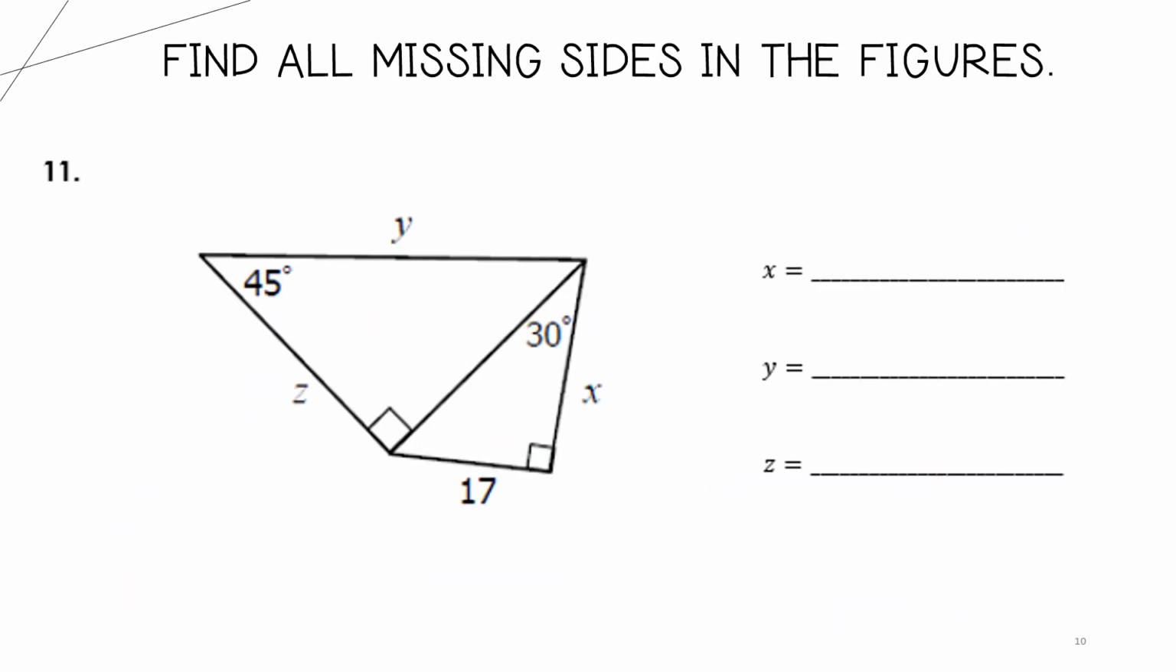All right, now we're going to look at some joined special right triangles where we're going to be finding multiple sides. So in 11, we have a 30, 60, 90, and then we also have a 45, 45, 90. So the only side they give us is 17, and 17 is the shorter leg in that 30, 60, 90. So we're looking for x, which is the longer leg, so we are going to multiply by the square root of 3. So x is just 17 root 3.